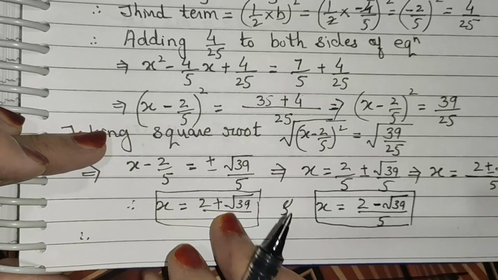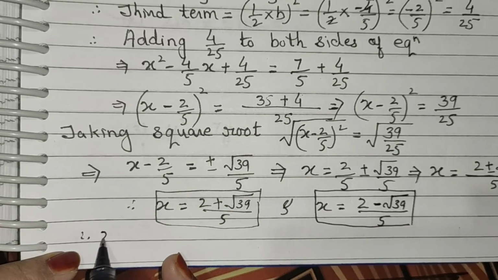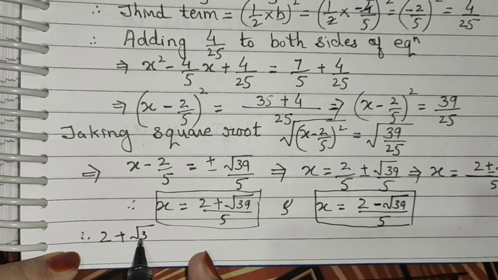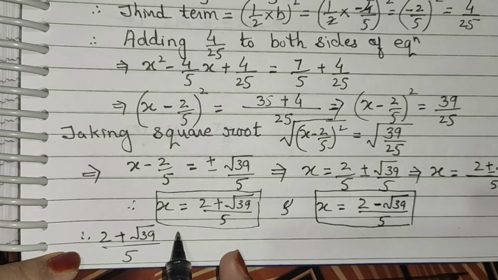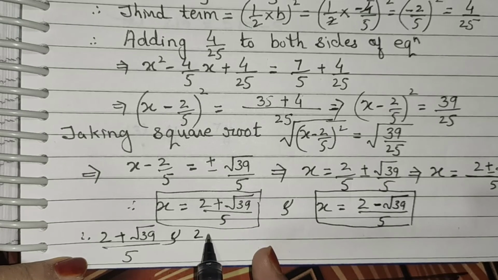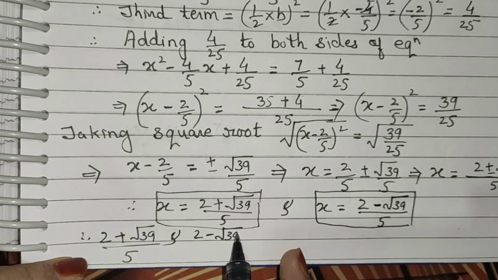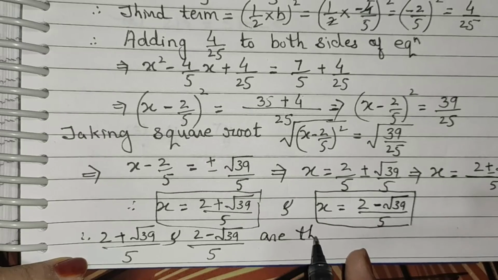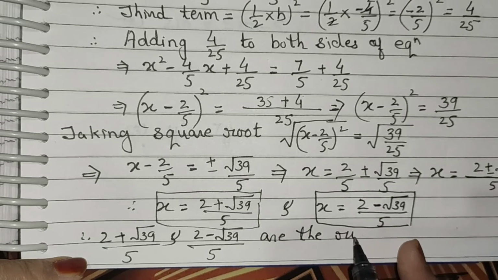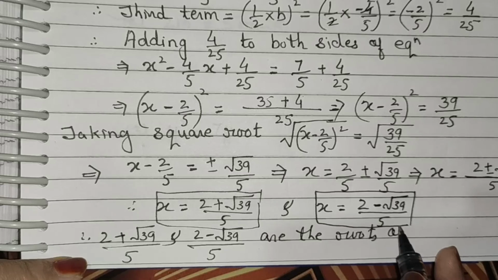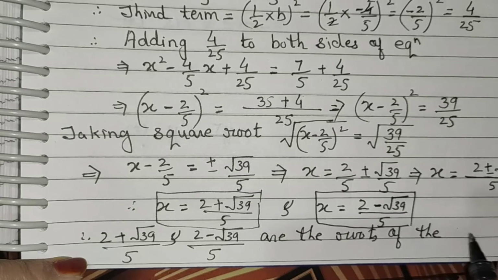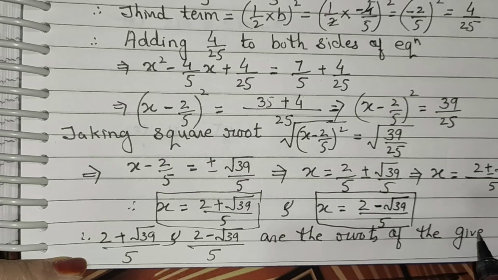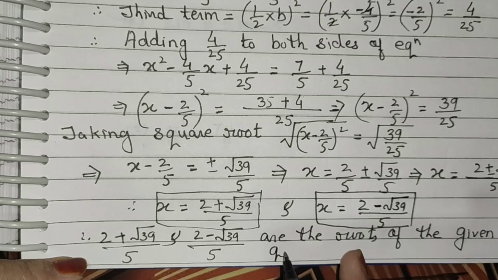Therefore write down the answer here, 2 plus square root of 39 upon 5 and 2 minus square root of 39 upon 5 are the roots of the given quadratic equation.